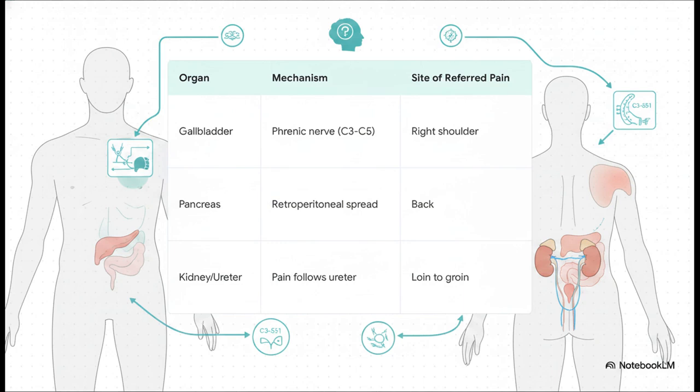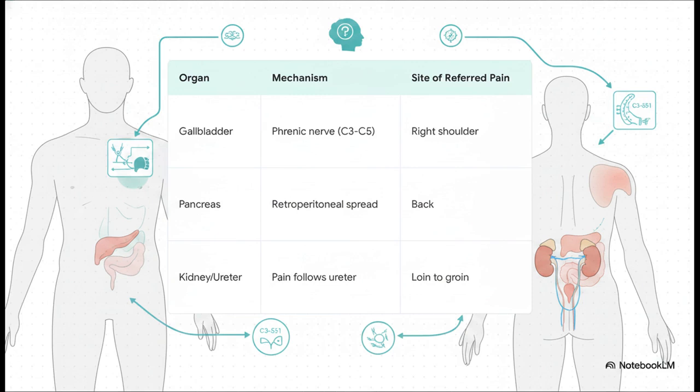Take the gallbladder, for example. When it gets inflamed, it can irritate the diaphragm, and the diaphragm shares a nerve pathway with the shoulder. The brain gets completely confused by this shared wiring and projects the pain all the way up to the right shoulder. It's the same story with the pancreas.